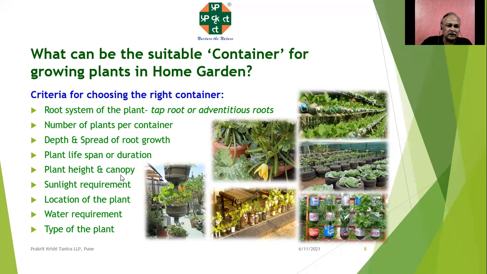Similarly, the plant height and canopy, because this is about the space and the location. If you have a space where the plant is not getting sufficient space to grow, the shoot part I am talking about, then also it is not correct. Similarly, sunlight requirement, location of the plant, as I said, height and canopy.